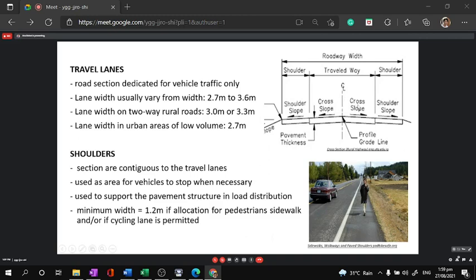So that's travel lane because it's an area for the general motorist that has a vehicle, no? So this is for the traveling. Usually, traveling is dedicated for vehicular traffic. The lane width is between 2.7 meter to 3.6 meter. And for two-way nga rural road, you can have that as 3 to 3.3. Nang dako man sa rural ma'am. Because in rural areas, you're expecting trucks and trailers, buses, no? So the roads are wider even if rural roads yung area.